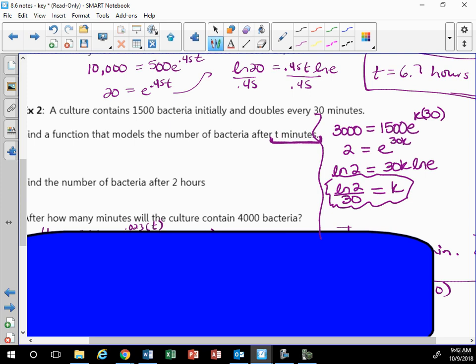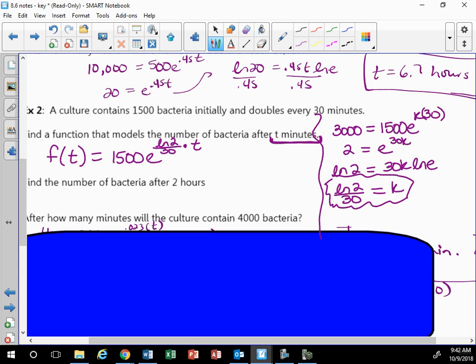That's not what the question asked me for. Okay, it's asking you for the formula. Find a function that models the number of bacteria after t minutes. So a function, so you can say f of x, f of t, I don't care what you use. I'm going to use t just because we're talking time. We started with 1,500 e to the, I know what k is now, right? It's this beautiful natural log of 2 over 30 times t. Why am I leaving t in the equation?